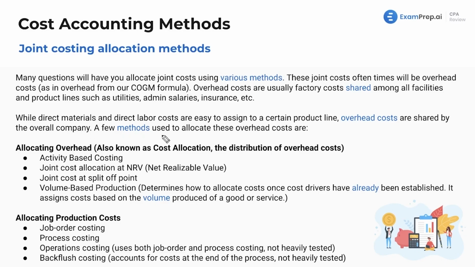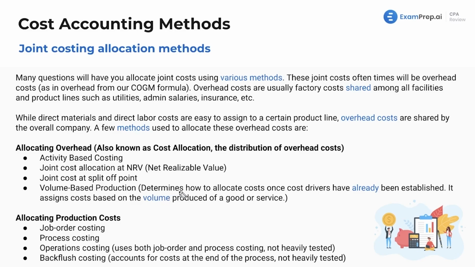A few methods used to allocate these overhead costs are these right here. Allocating overhead is also known as cost allocation, which is the process of distributing overhead costs. We have activity-based costing. We have joint cost at net realizable value, joint cost at split-off point, and volume-based production. We will go over all of these. Don't worry about them too much right now. Just get a nice overview of what we will see.